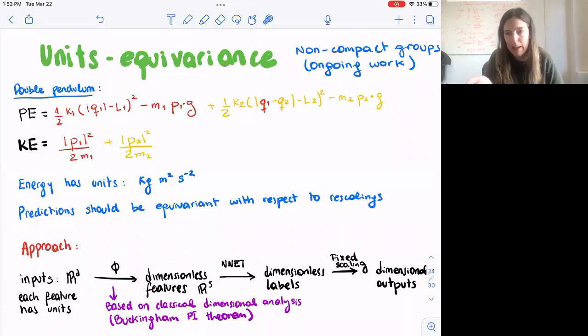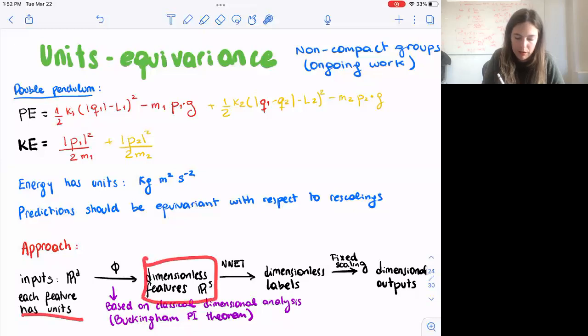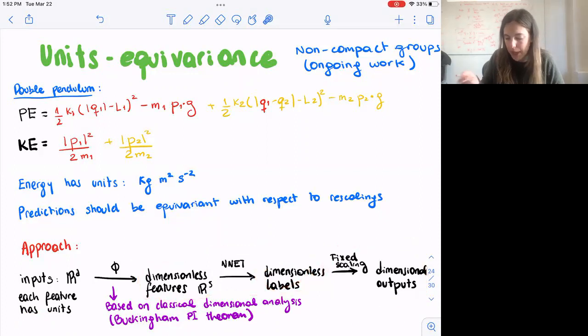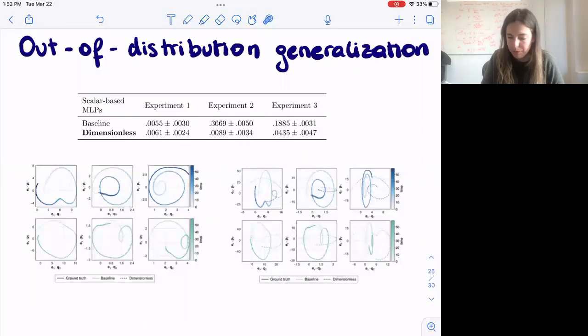So the natural architecture to use is: you take your input features that have units, then you construct these dimensionless features, then you learn a neural net that produces some dimensionless labels, and then you do a rescaling to some dimensional output. And we actually have some numerical examples of this. It's the same double pendulum that I showed you before.